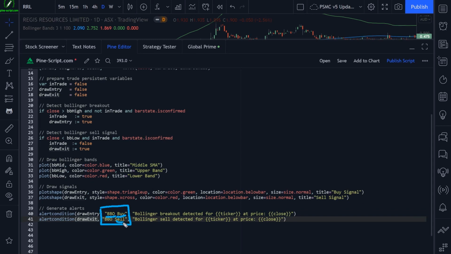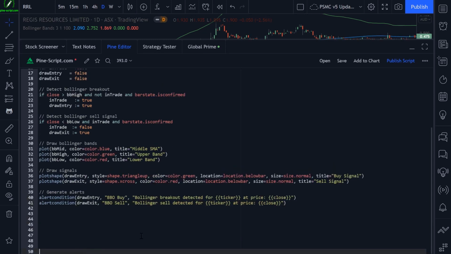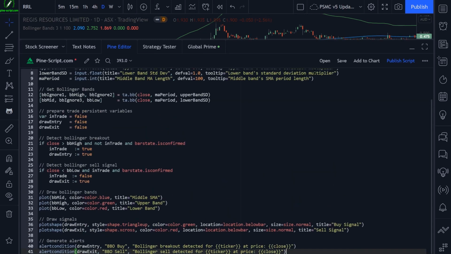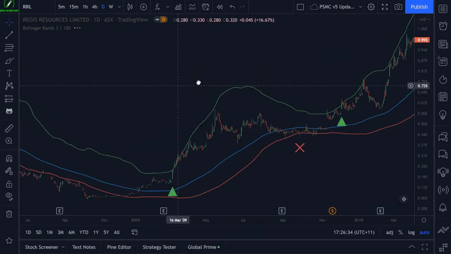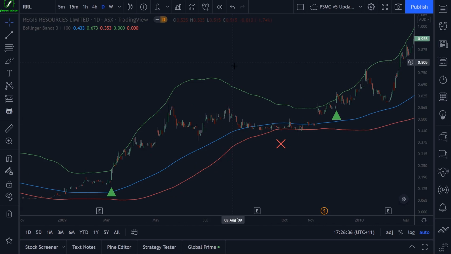Then we have a buy and a sell alert, and we just pass in our ticker so that the user who sets the alert knows which symbol has generated this alert. TradingView should tell you that anyway, but I like to include that in my alert messages. And you can also include the closing price of that symbol in your alert message. And that's it for our script. If I get rid of all that white space, save my code, and minimize the editor, we have our completed, very simple Bollinger Band breakout script.